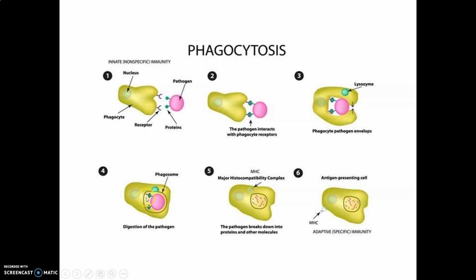enzymes in the structure called phagosome. Now here they also form a major histocompatibility complex which helps in breakdown of these substances. Now there are specific antigen presenting cells which help in the adaptive immunity or recognizing the different types of pathogens.